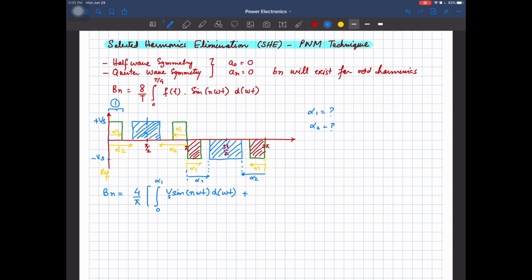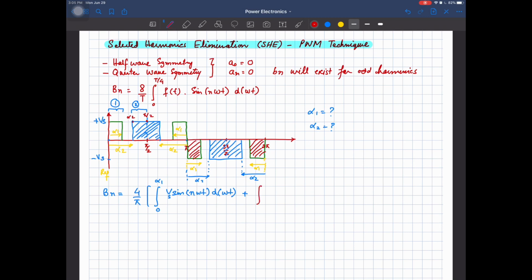And then taking the second part of our signal, I am going to consider the quarter cycle because we are taking Bn is equal to 8 by T. So this is the second part of the quarter cycle. For that, the limit will be starting from this point till this point, and this is the angle alpha 2, and over here the angle is pi by 2.